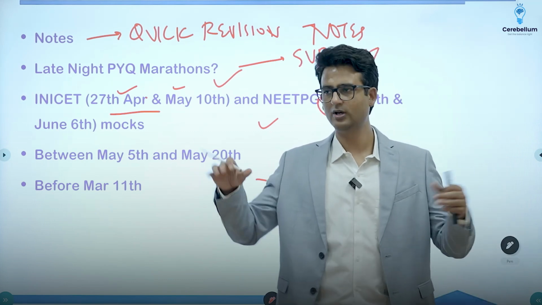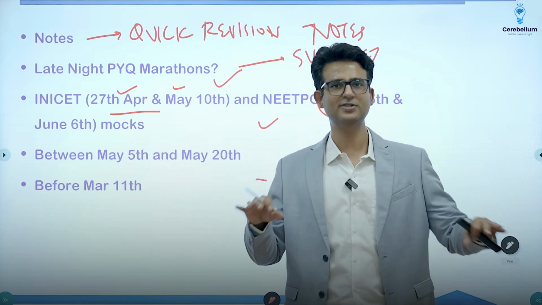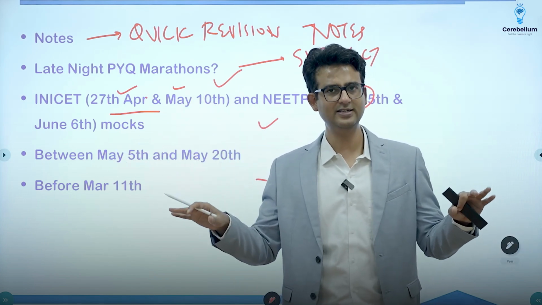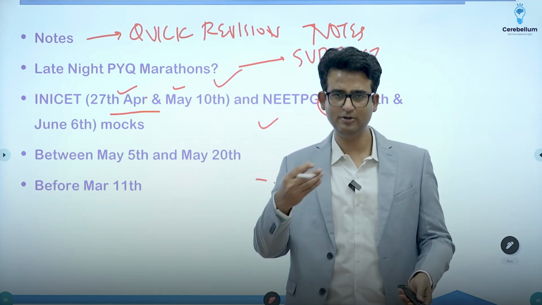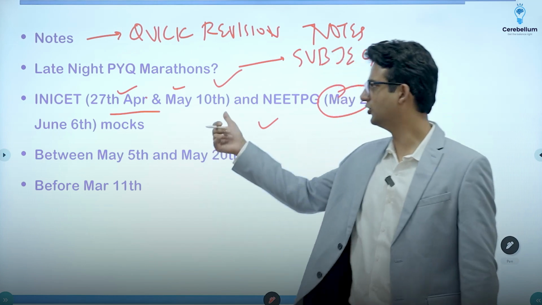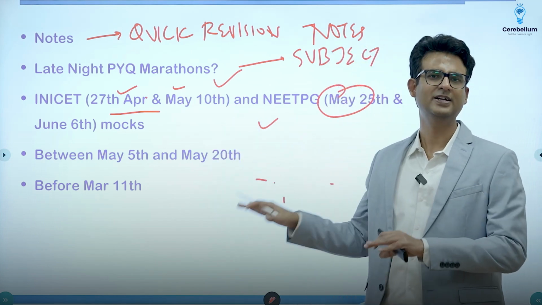NEET PG 2024, 1 session the paper was average, 1 session the paper was slightly tougher. They did all those statistical things, but the people who were giving the tougher paper, many of them freaked out, and because of that they got bad scores. So we want you to have some experience of attempting difficult papers as well.